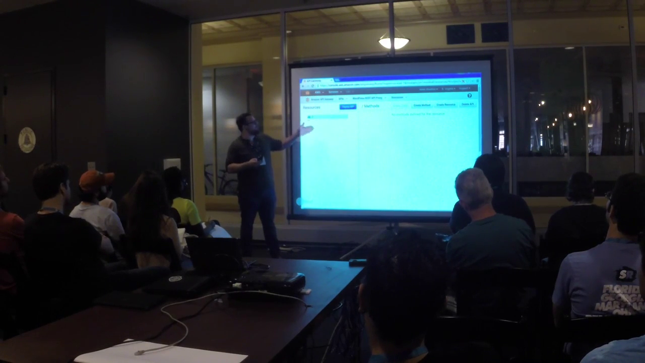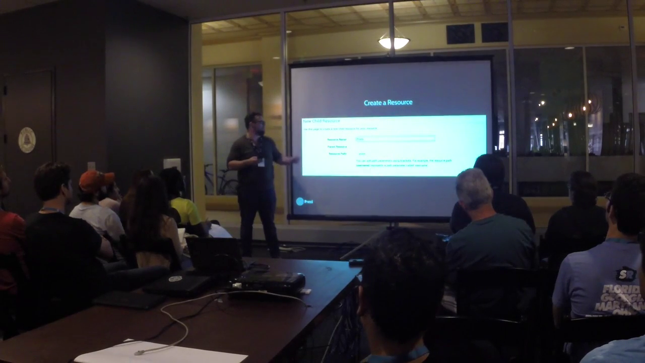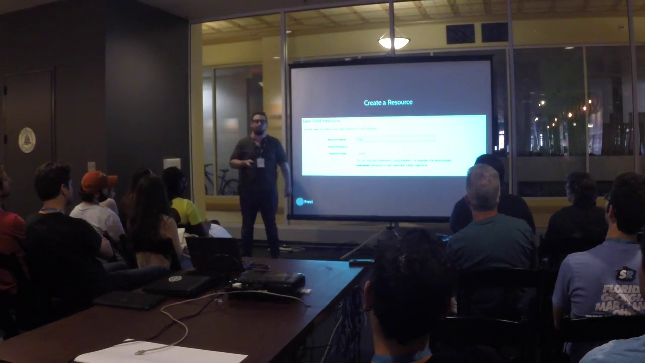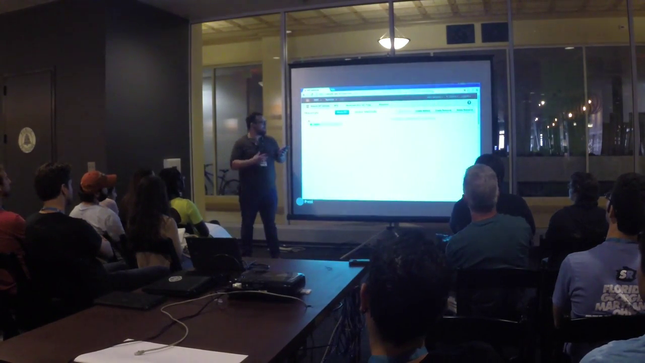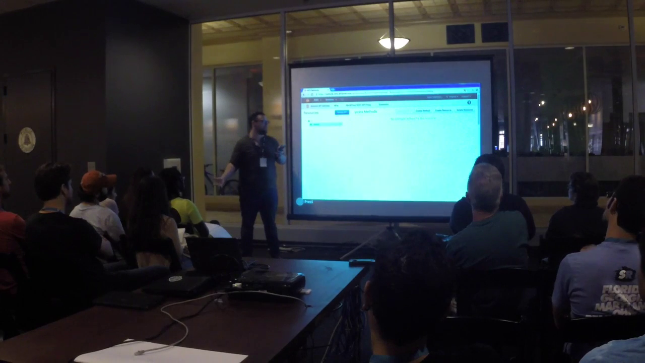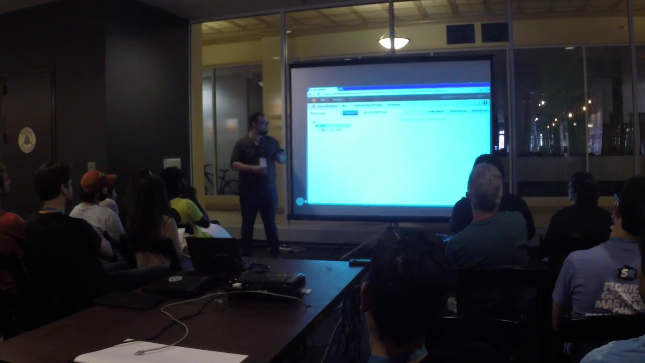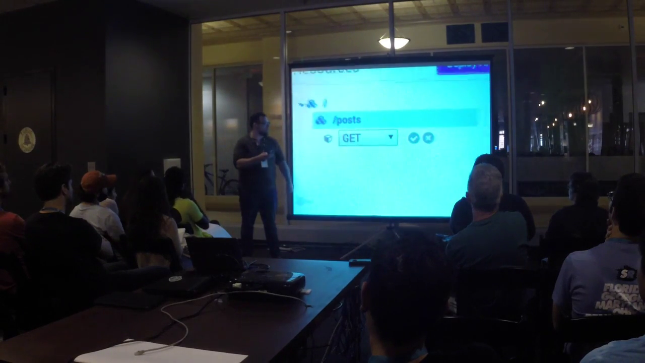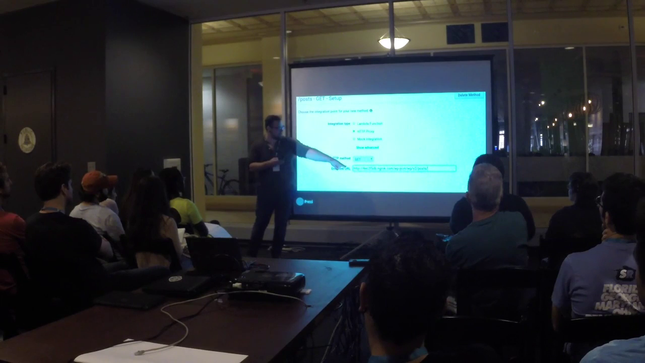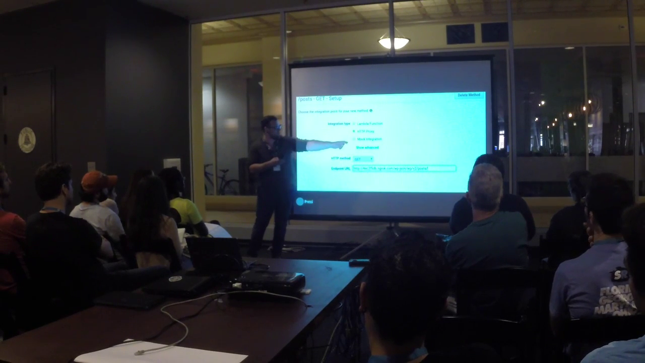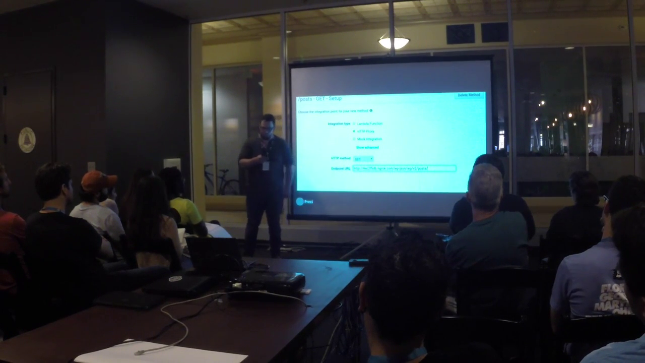Resources will be listed here. I'll show you the first one I'm going to create: a new resource called Hosts. This is the endpoint of how you're going to get it. Hosts. And then we're going to create a method. We're going to create a GET method. I then configure it to my local WordPress installation as an HTTP proxy to retrieve the posts from there.